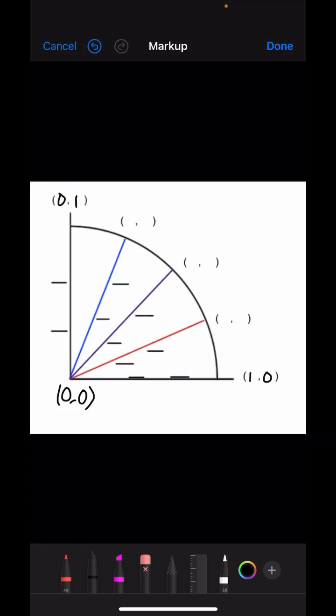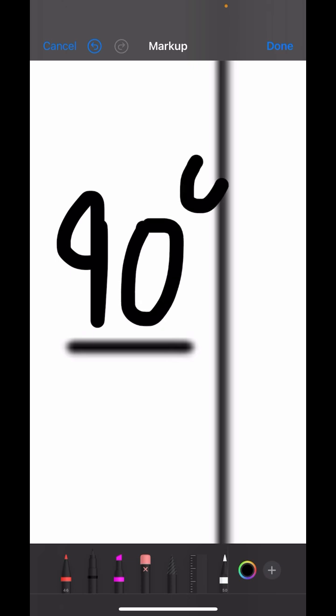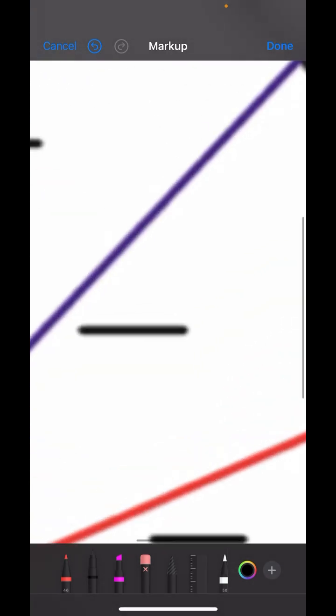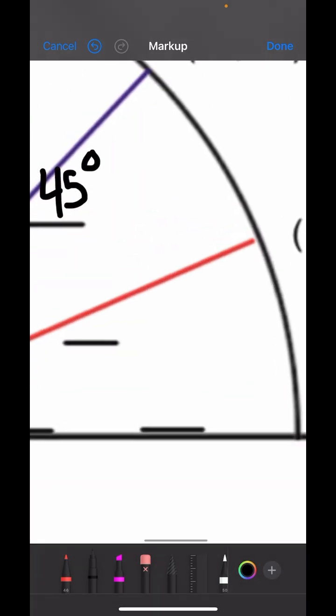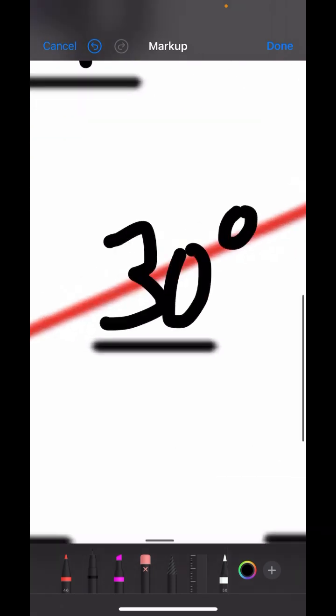Okay, now this is a 90-degree angle here, so that means that this here would be 90 degrees. Half of 90 degrees is 45 degrees. This is 30 degrees here. And this is 60.